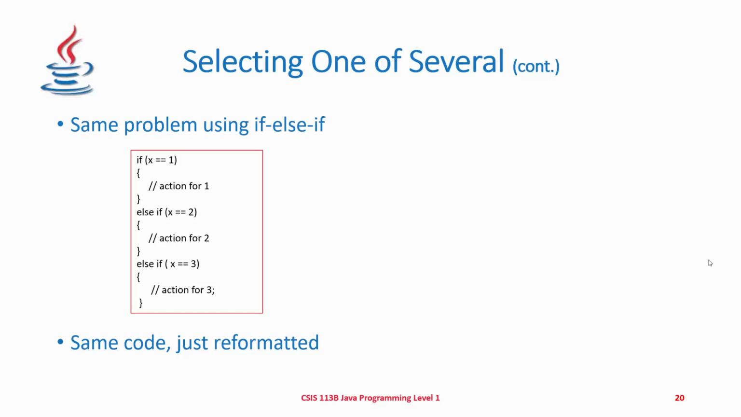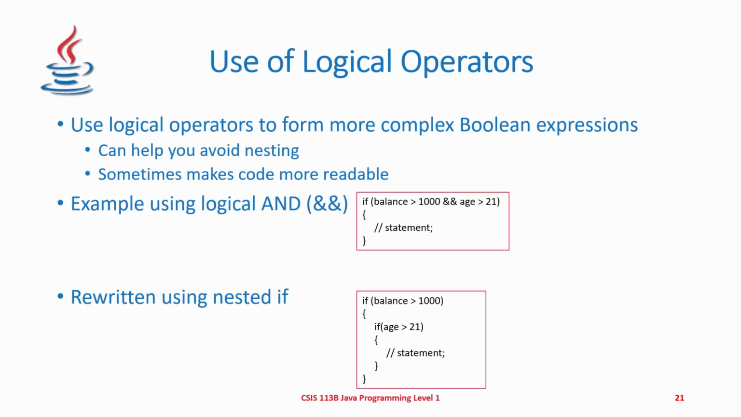So you can see that's a much more efficient way of doing that. Earlier we talked about the comparison operators. Now we're going to take a look at the logical operators, which allow us to have more complex Boolean expressions and can help us avoid nesting when we don't have to. So a lot of times this can make the code more readable.